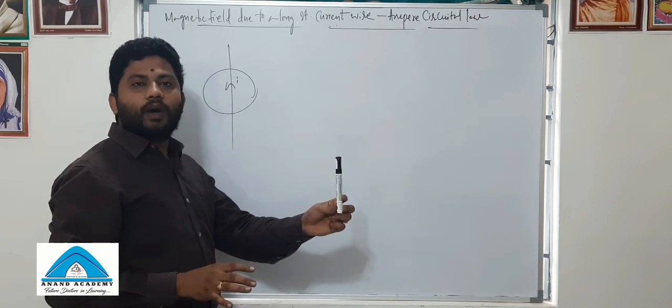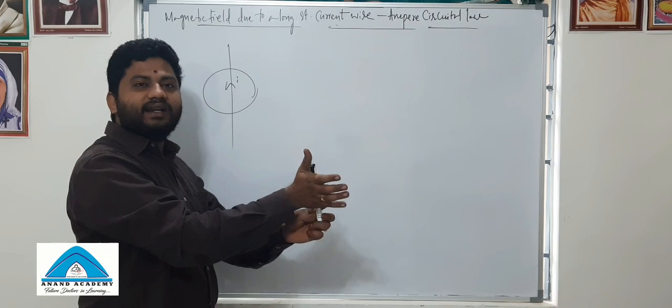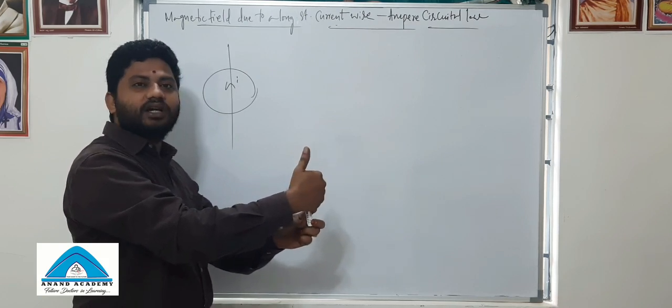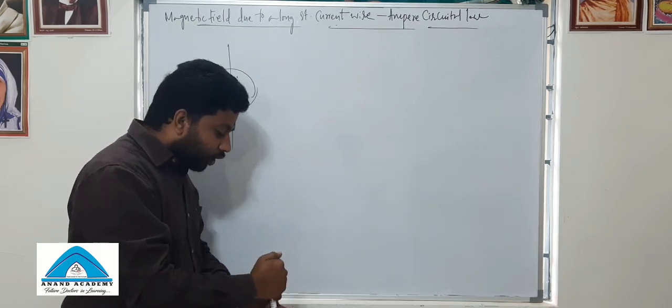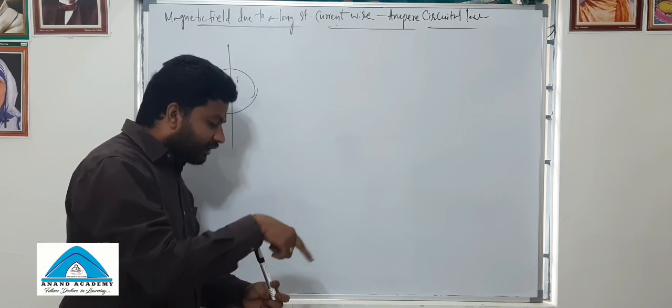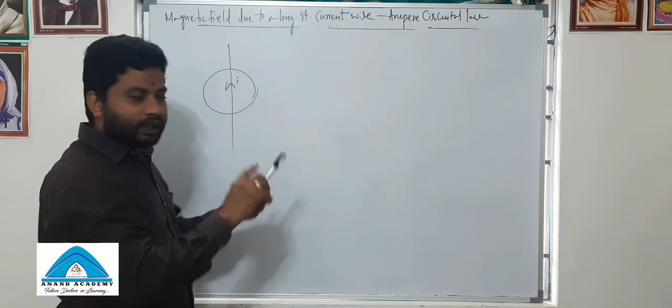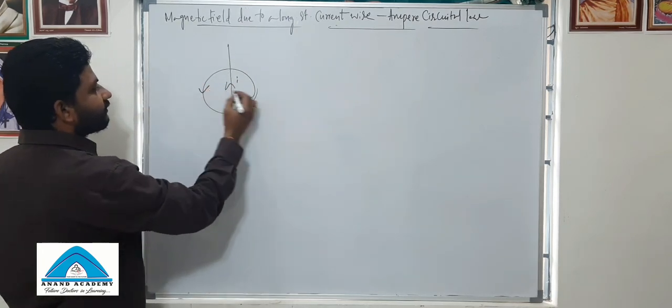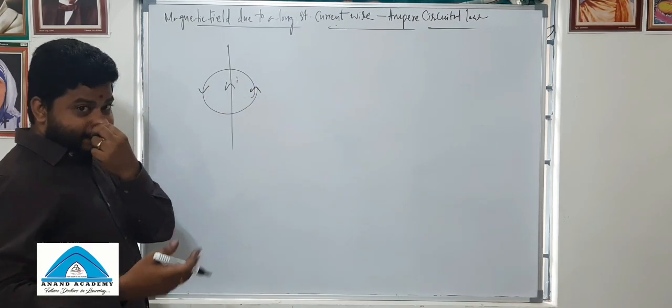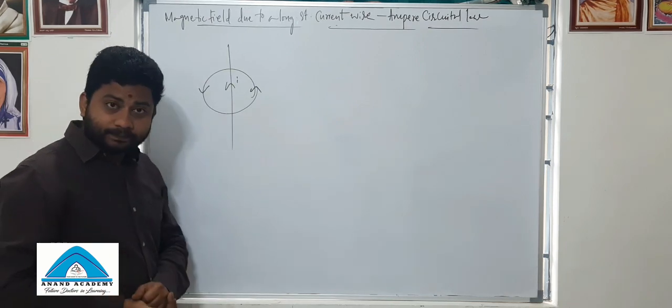This is the current carrying wire. In this direction the current is passing through, and you can see the curl of the fingers. When we see from the top of this wire, the curl of the fingers is in this direction, so that's called the anti-clockwise direction. Okay, so now the representation of the anti-clockwise direction is like this. Clear? Sure?